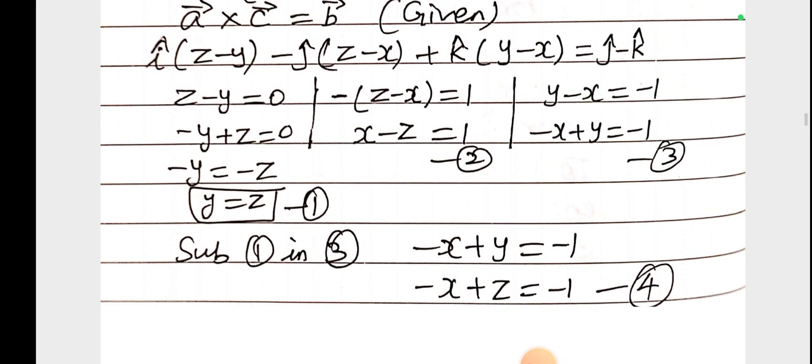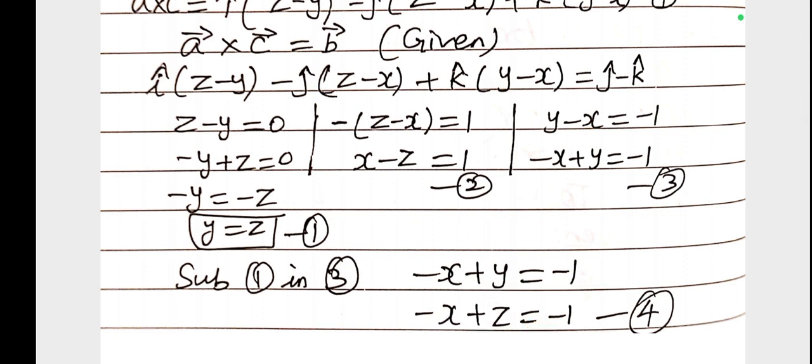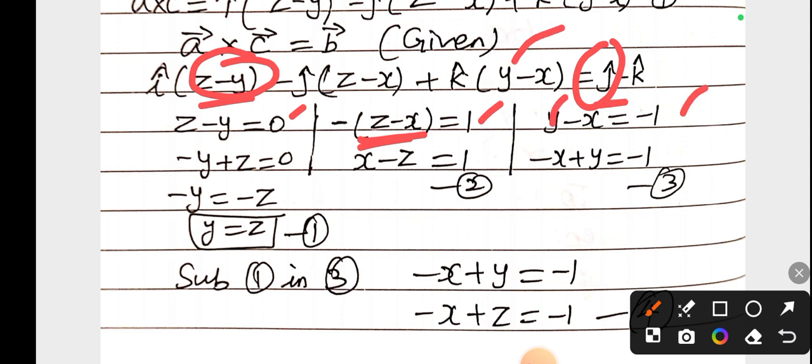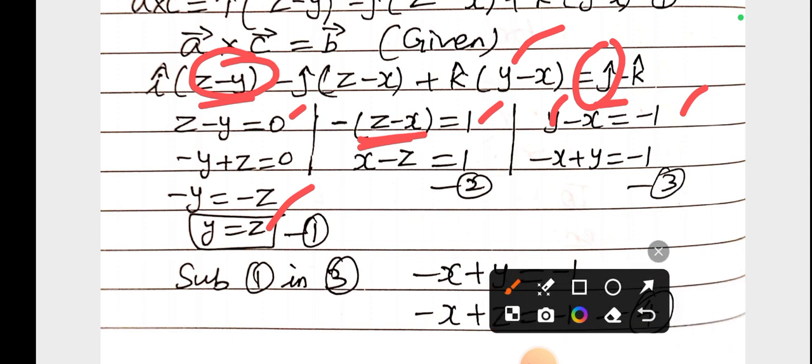So once you are doing that, equating the i cap coefficient: here, where is our i cap? Then write 0. Here it is z minus y, here 0. Z minus y equal to 0. Here the j cap coefficient is minus of z minus x; here the j cap coefficient is 1. Here the k cap coefficient is y minus x; here the k cap coefficient is minus 1. From this we can write y equal to z, because z minus y equal to 0. Same way you can get some equations.